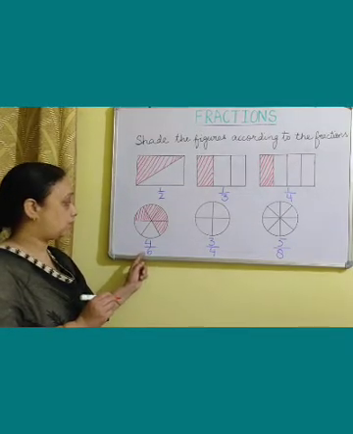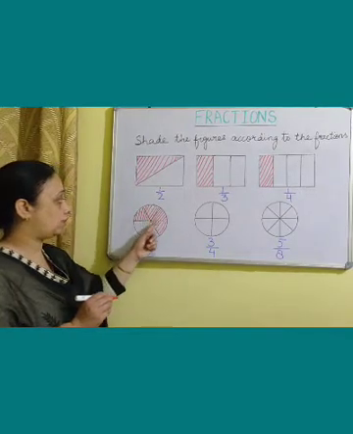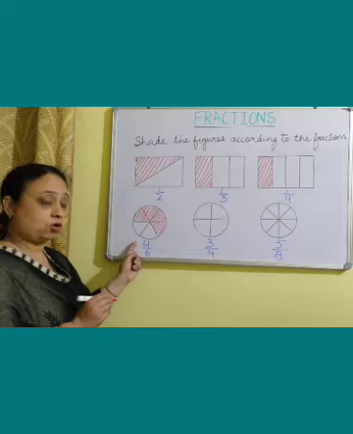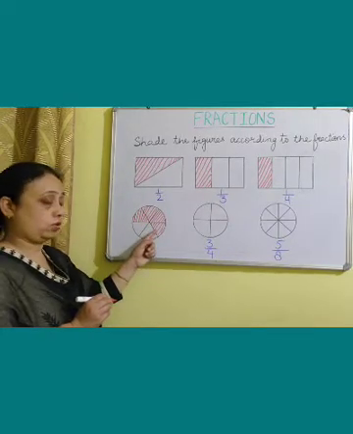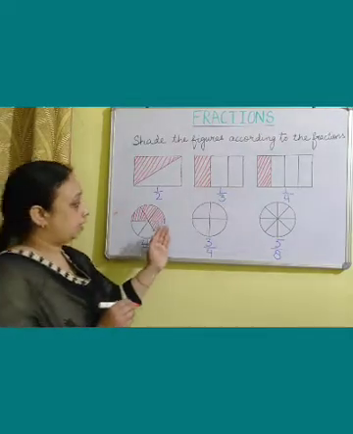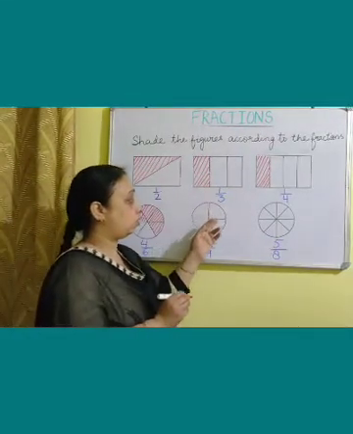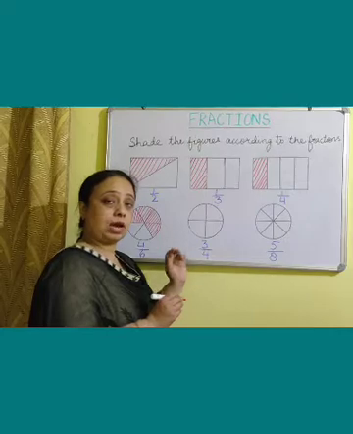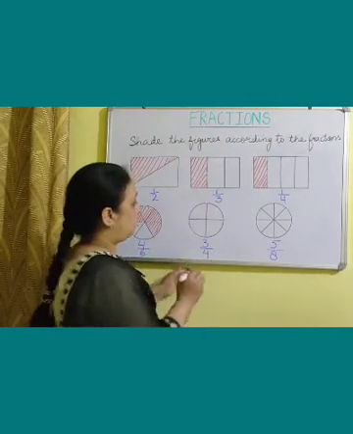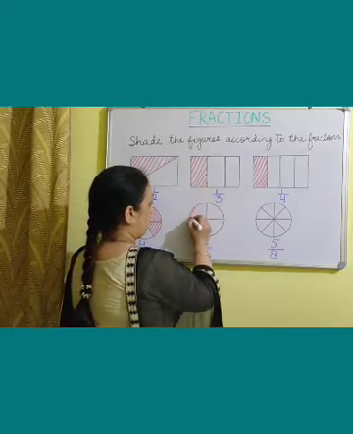This is the total number of parts. 6, we have 1, 2, 3, 4, 5, 6 and the parts you have shaded is 4. So 1, 2, 3 and 4. So the fraction is 4 upon 6. Here the figure is divided into 4 equal parts and you have to shade 3 parts out of these 4 parts. So we will shade 3 parts.